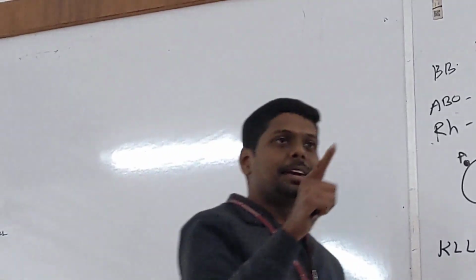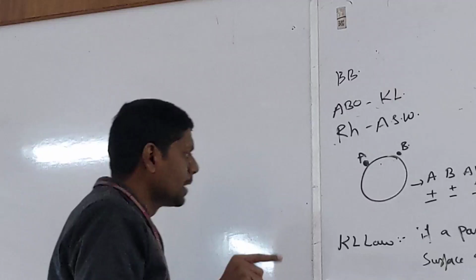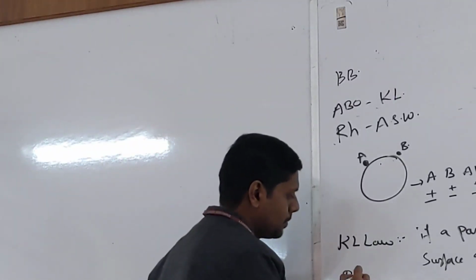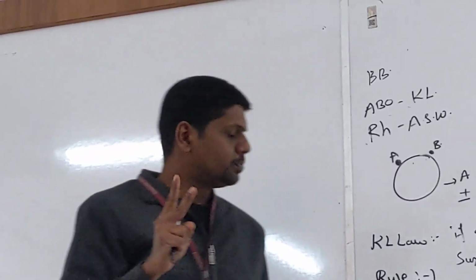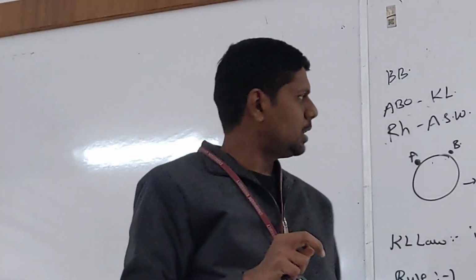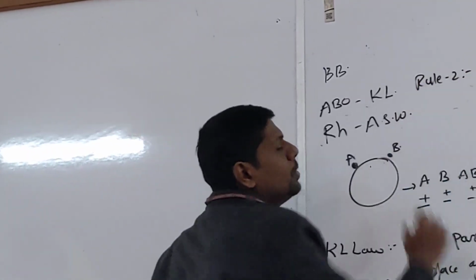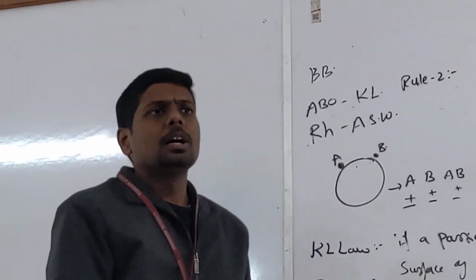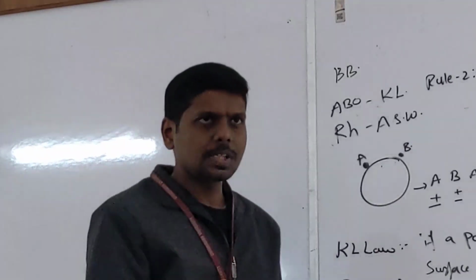The next rule I didn't discuss yesterday. Write down this important rule. This is rule number 1. Blood transfusion rule 1. And rule 2. Very interesting rule. Rule 2. Listen. See students, we know how immune system works.